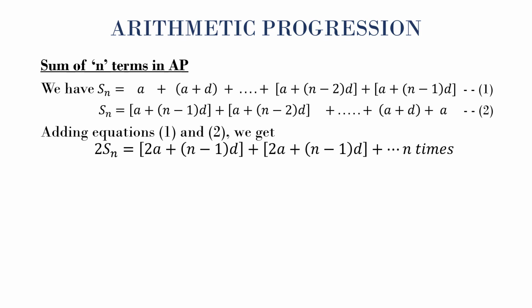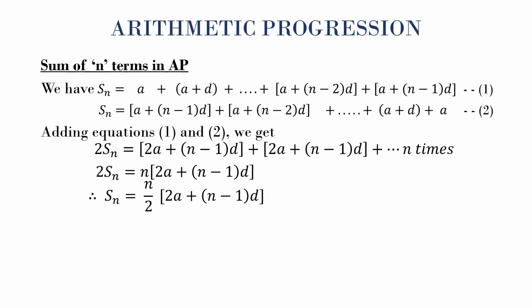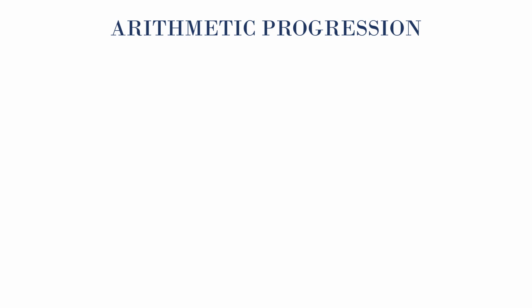if we add the corresponding terms, we get every time 2a plus n minus 1 into d. Since we have n terms in the series, we get 2a plus n minus 1 into d n times. So we can write 2 into Sn equal to n into 2a plus n minus 1 into d, or otherwise it is Sn equal to n by 2 into 2a plus n minus 1 into d.